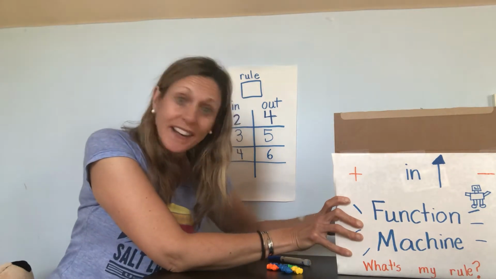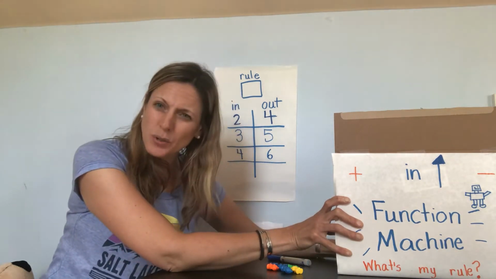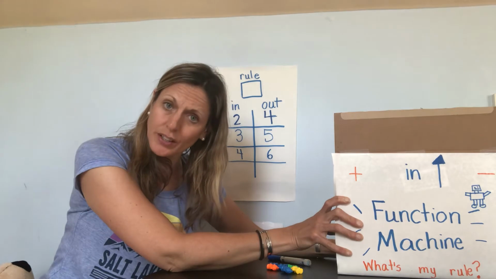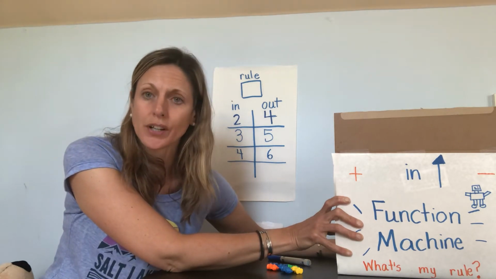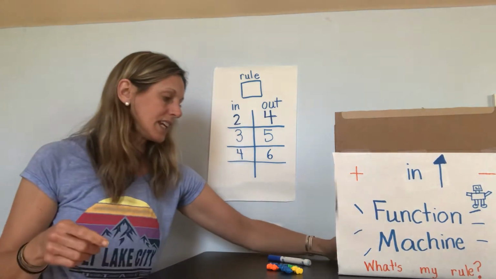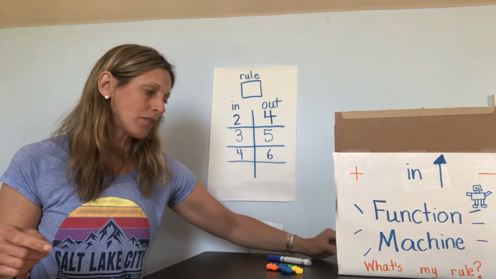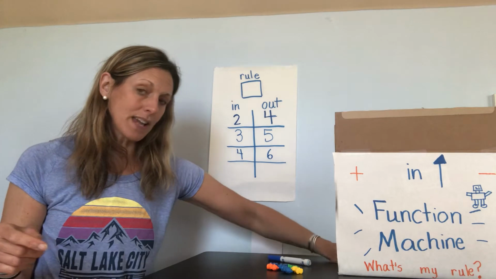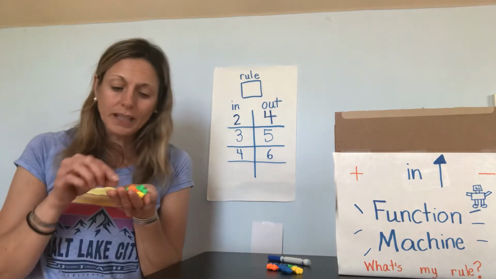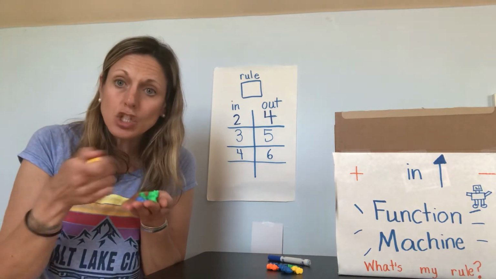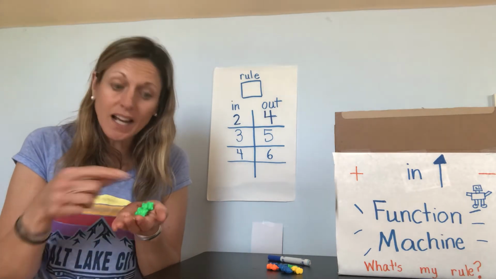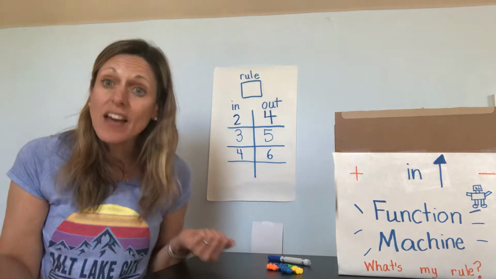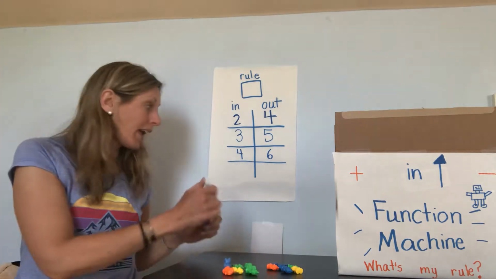The number's bigger again. Do you think it's plus or minus if it keeps getting bigger? Is it addition or subtraction if the number is greater coming out? Let's see. So we said 5 went in. Let's see what came out. Oh, help me count. 1, 2, 3, 4, 5, 6, 7 came out.